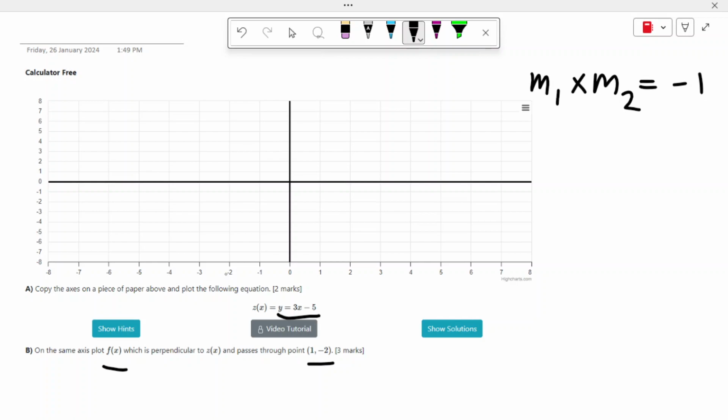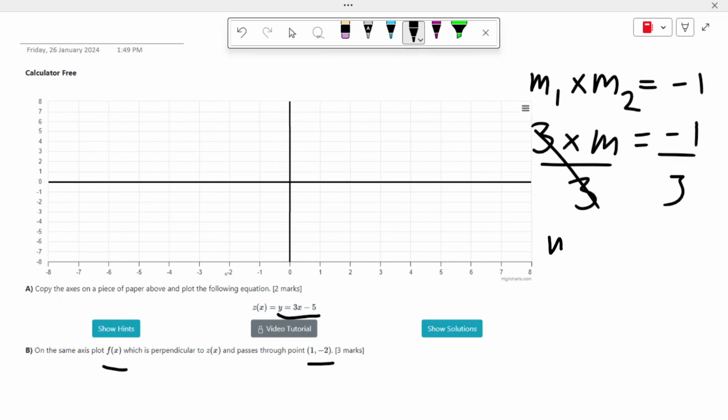In the very first one, we had z of x with a gradient of 3, right? That 3x. So we can stick a 3 there. And we're trying to find the gradient of f of x here, so we'll just call it m, and it's equal to minus 1. Let's solve for that. We'll divide both sides by 3, and we get m is equal to minus 1/3.